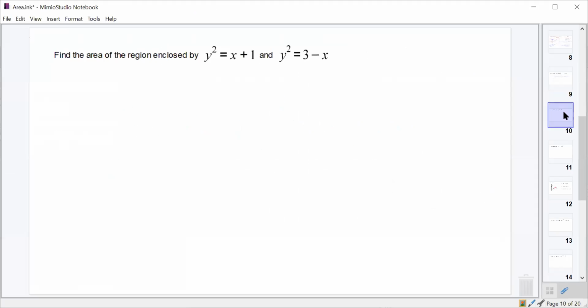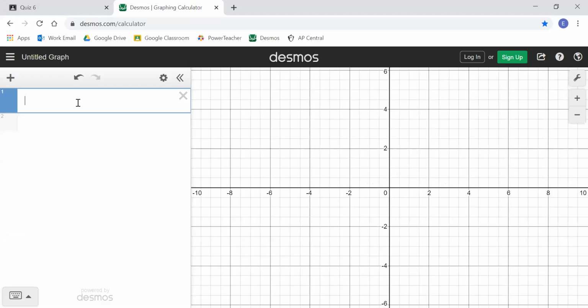All right. Okay, let's take a look at this one. Let's find the area of the region enclosed by y squared equals x plus 1 and y squared equals 3 minus x. So this one is a good one for us to do in terms of y, right? So we've got to make sure we know how to do these in terms of x and in terms of y. So we should have a basic idea of what these look like, but we can take a look on Desmos anyway, just to make sure, right?